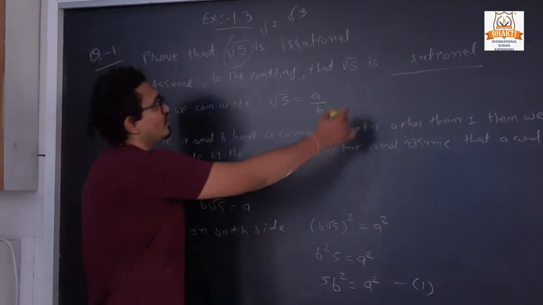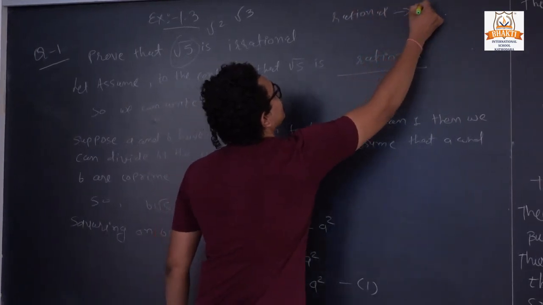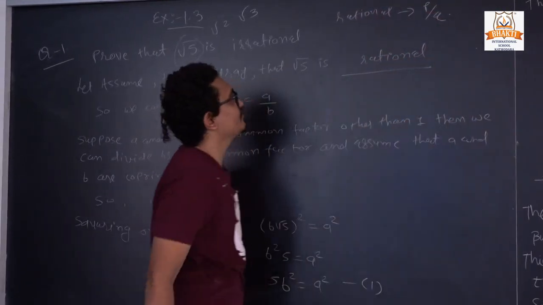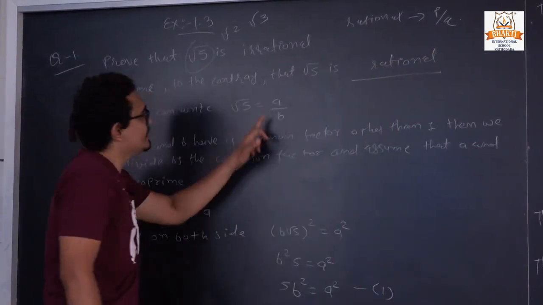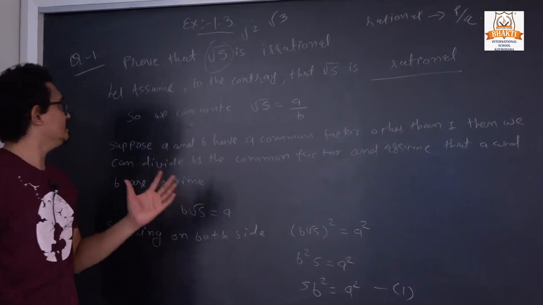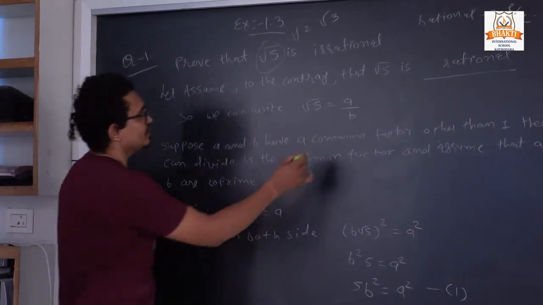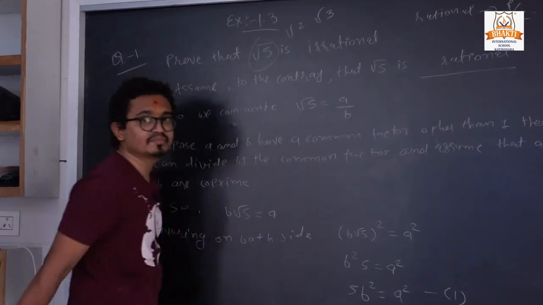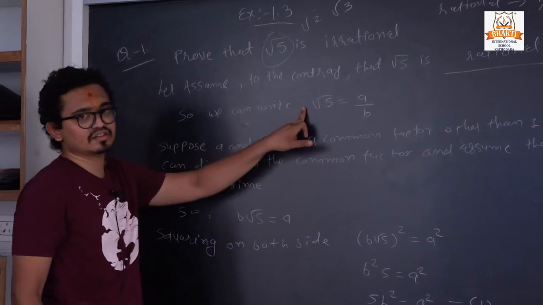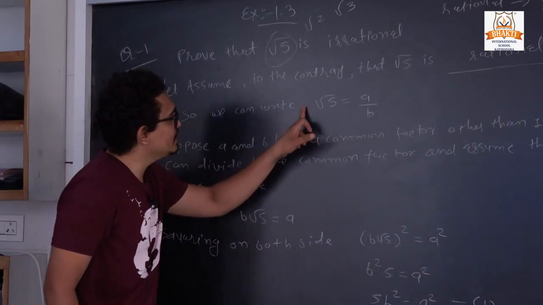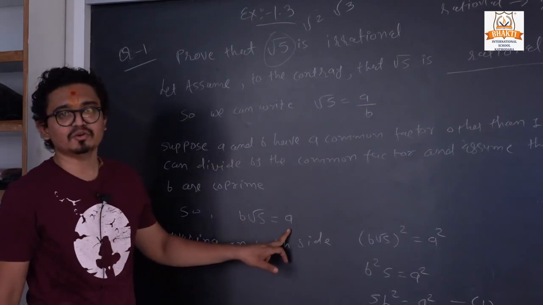So we already know that a rational number we can write in P upon Q form. Here we just change the parameters to A upon B. That will be the little change. And second thing is what? Now that B is in the division term, if it goes to the other side, it will be in multiplication. So we can write like that, B root 5 is equal to A.